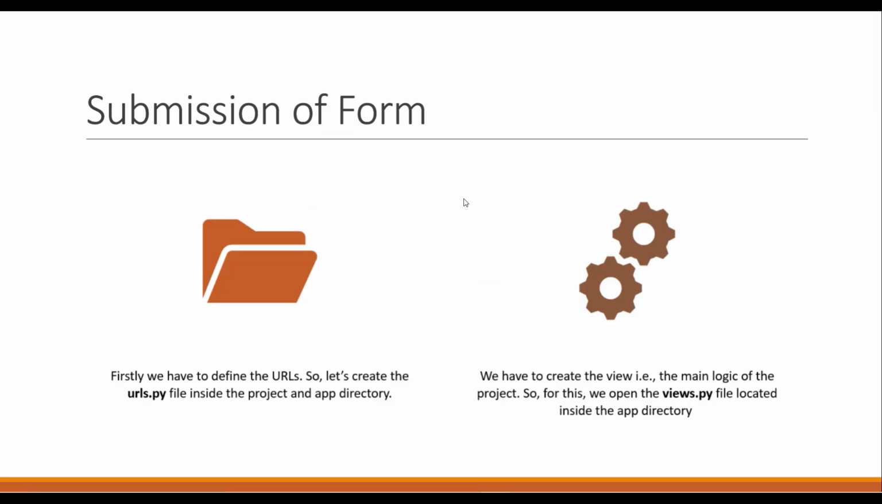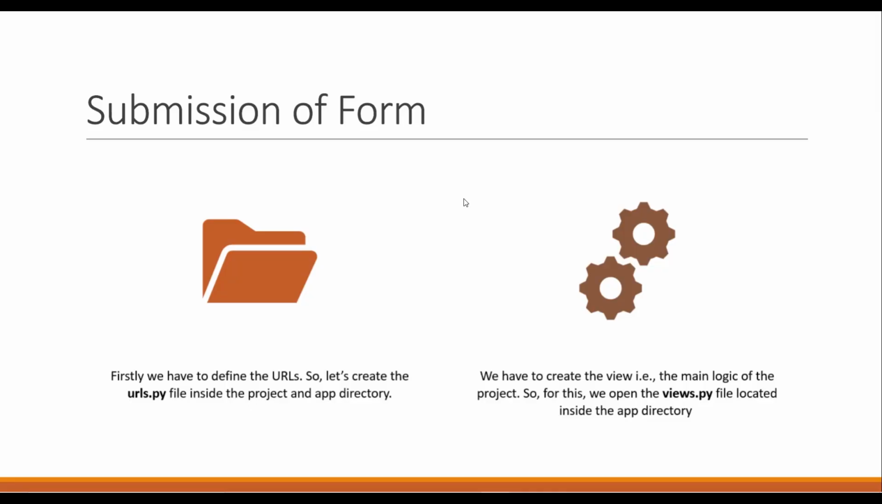Now after creating the model form, we will learn the submission process of the model form. For this, firstly we have to define the URL file. So I will show you. You all know that we have two URL files. One is located in the project directory and the other is located in the app directory.